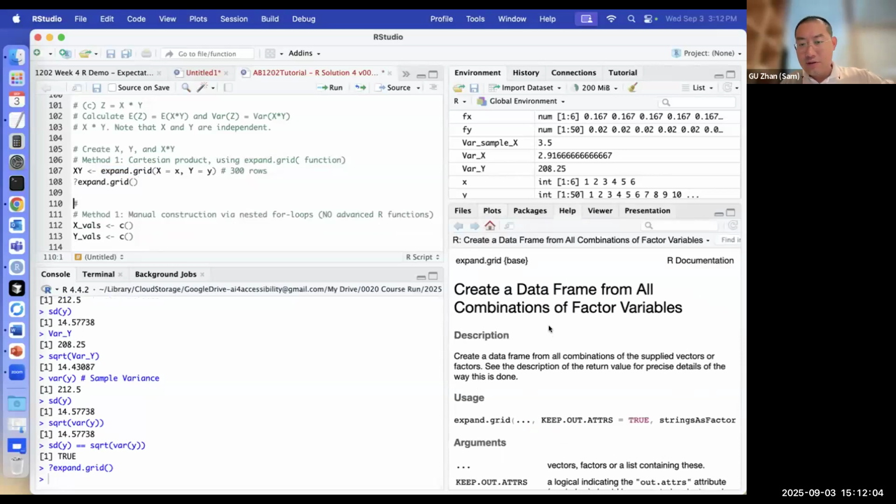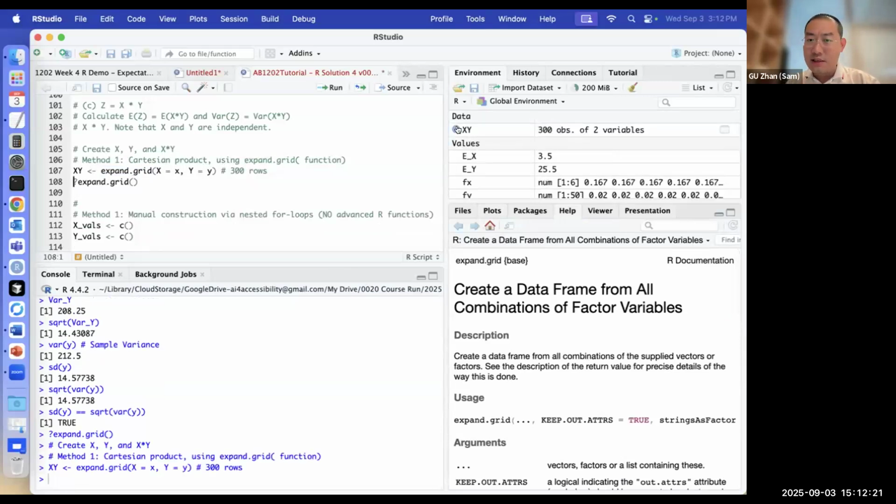Expand grid creates a data frame from all combinations of factor variables. You can read through it. Basically it is doing a Cartesian product. So x is 1 to 6, y is 1 to 50. Now you have this xy already here, and it says 300 observations with 2 variables.